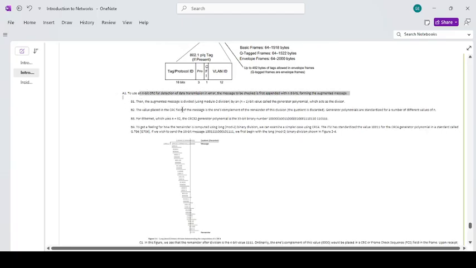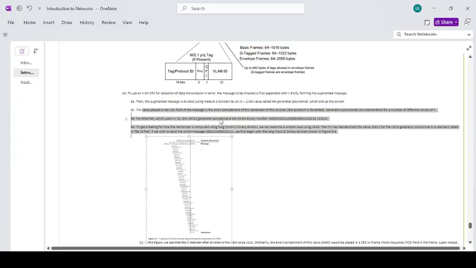So to use an n-bit CRC for detection of data transmission error, the message to be checked is first appended with n 0 bits, forming the augmented message. Then the augmented message is divided using modulo 2 division by an n plus 1 bit value called the generator polynomial, which acts as the divisor.